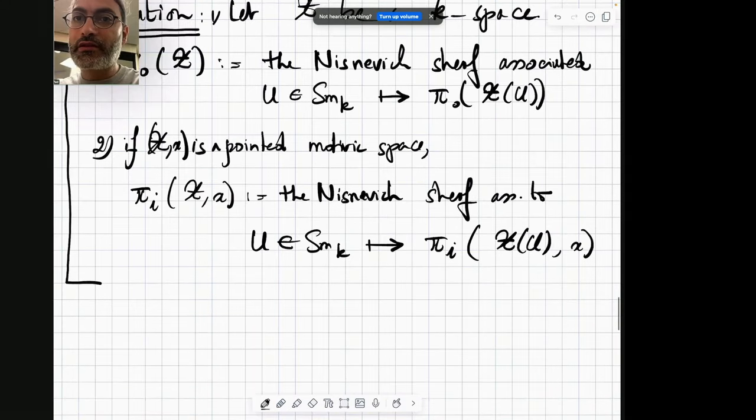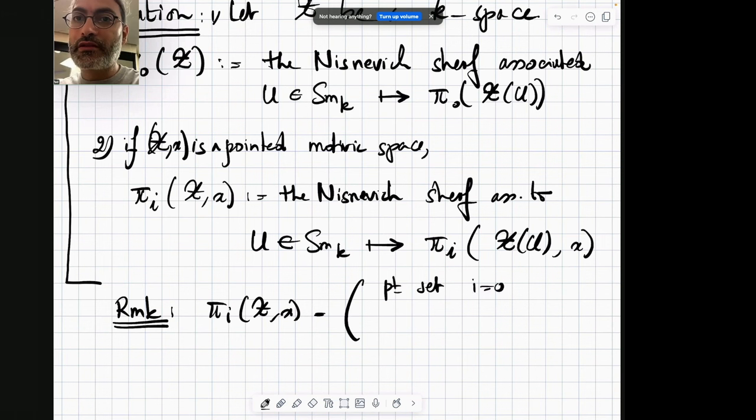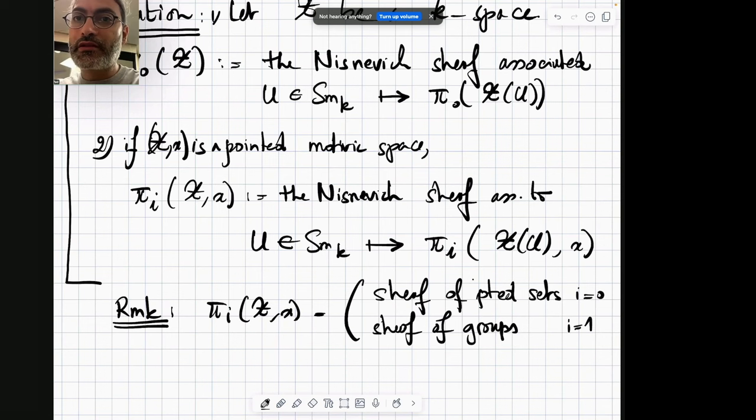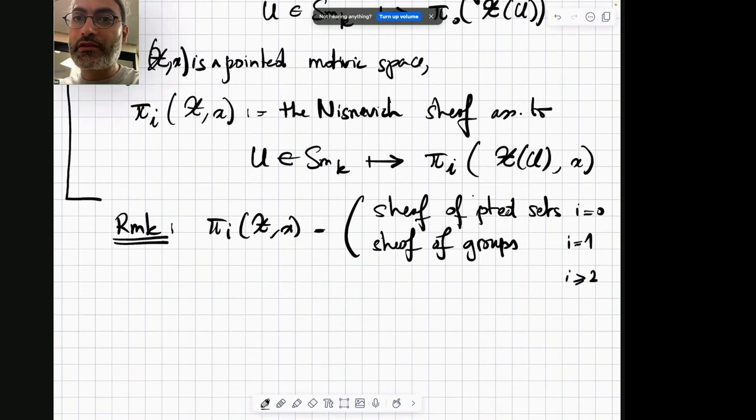And let me notice here, maybe as a remark, that as in usual topology, and this we can deduce from the topological facts, the pi i's are as follows. It's just a pointed set when i is zero, a sheaf of pointed sets. This is the case i zero. Sheaf of groups, this is i equal one, and starting from i equal two, we have a sheaf of abelian groups.